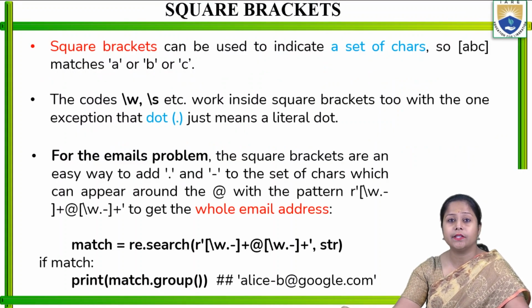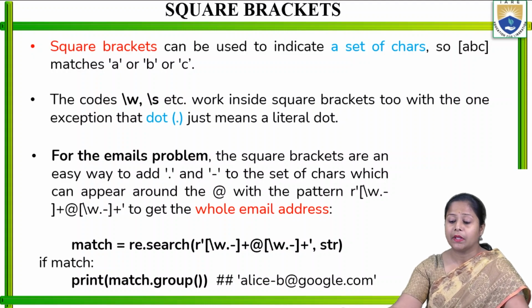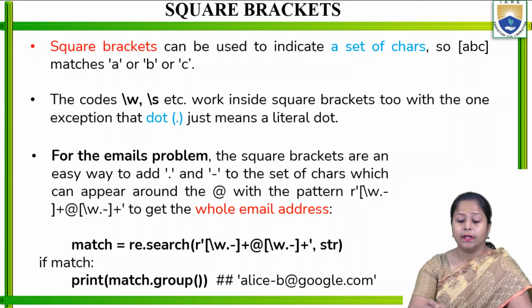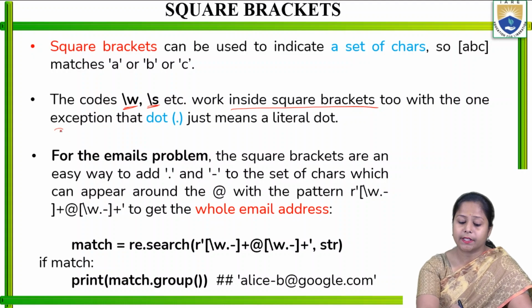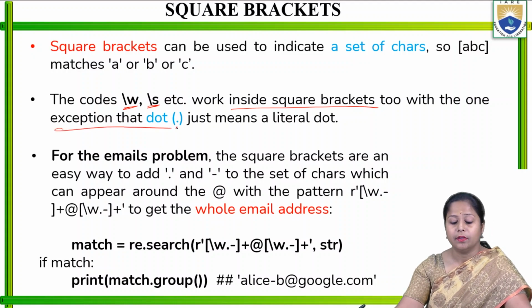Now let's consider square brackets. Square brackets can be used to indicate a set of characters. So if I write [abc] in square brackets, that is going to match either a, b, or c. Likewise it will be used. The codes \w, \s, etc. also work inside the square brackets, with one exception, the dot. The dot is not treated as a wildcard here; it just means a literal dot.